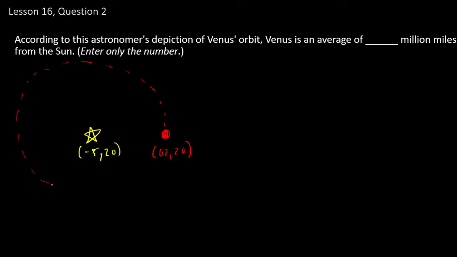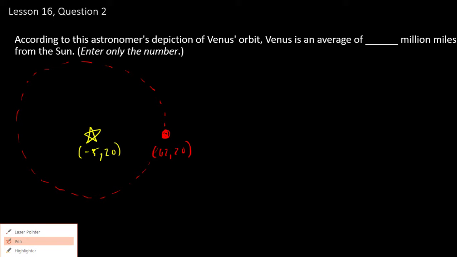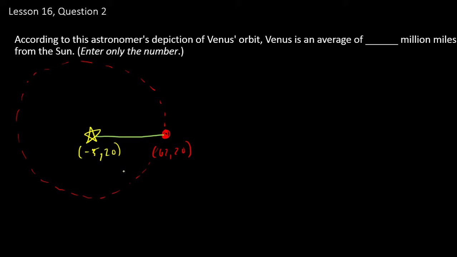So what we know about circles is that all points are equidistant from the center. Because at any given point, I can draw a line between the point and the center, and I will get the same measurement. And we call that distance the radius. We call the distance between the center and a point on the circle the radius. So when they ask us for the average how many million miles Venus is from the sun, what are they really asking us for? So think that over and let's continue.